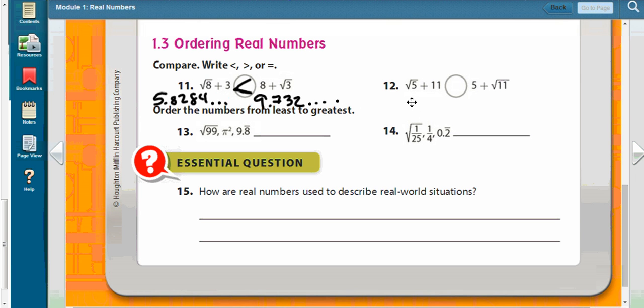Number 12 is exactly the same skill. So now you should be able to do that one. 5 radical, and you get 2.2360679. Add your 11, and now you end up with 13.236, and continue on.